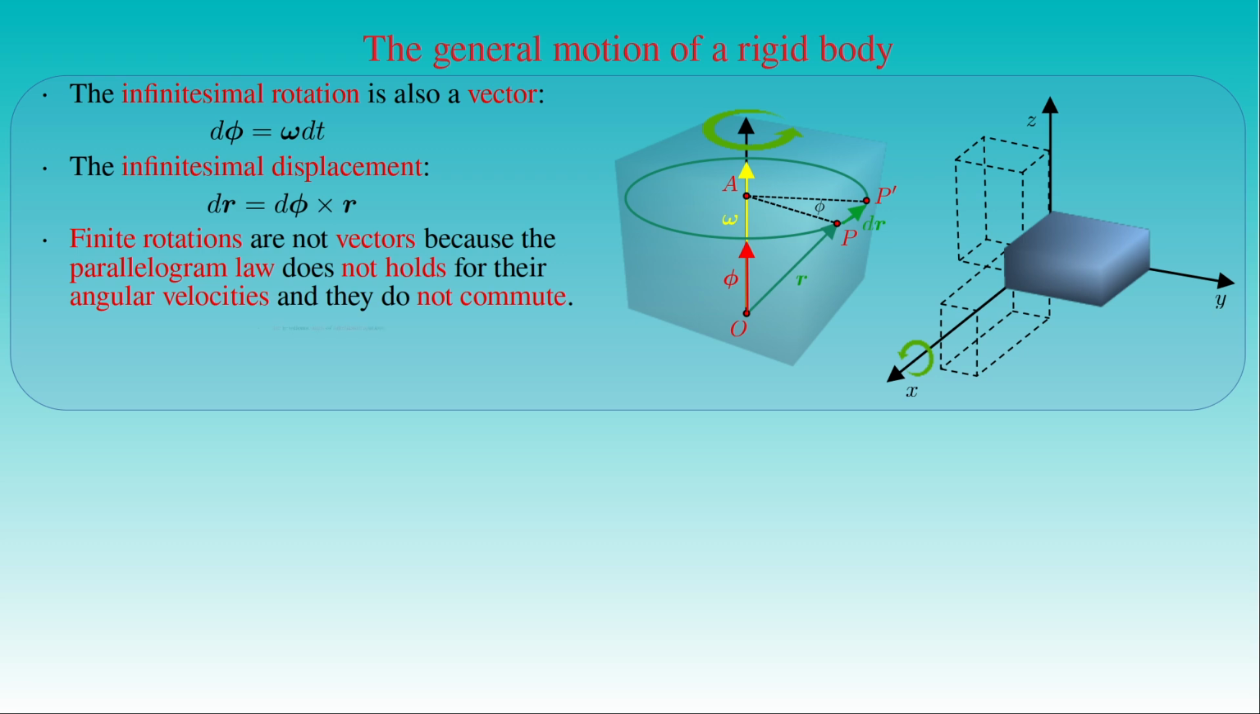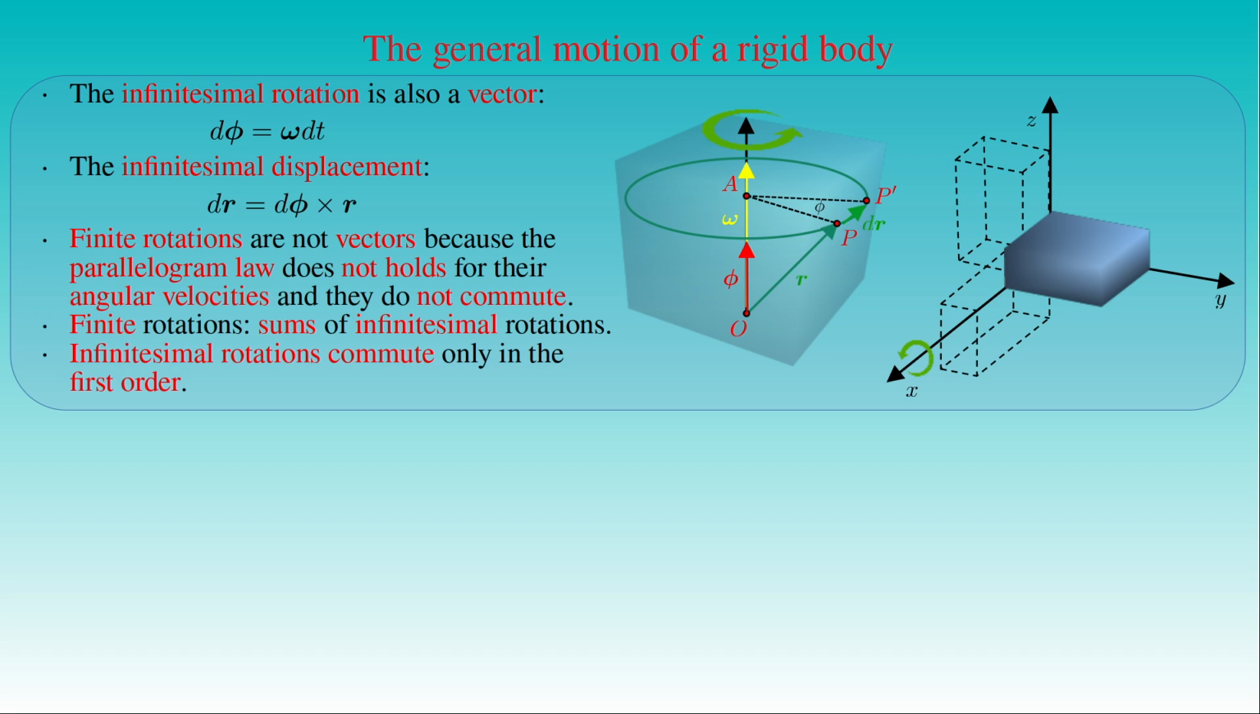If any finite rotation can be constructed by the sum of the infinitesimal rotations, how can finite rotations be non-commutative and the infinitesimal ones not? In fact, infinitesimal rotations commute only in the first order, as we approximated the infinitesimal displacements along the circular path of the rotation with displacement vectors in the first order.